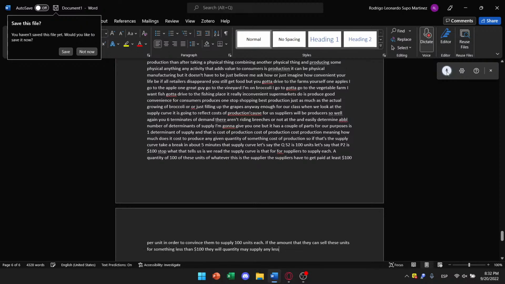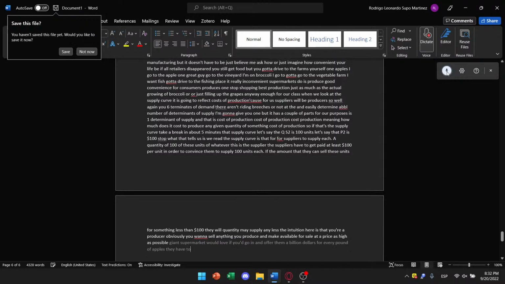The intuition here is that if you're a producer, obviously you want to sell anything you produce and make available for sale at a price as high as possible. A giant supermarket would love it if you went in and offered them $1 billion for every pound of apples they have for sale. They will not turn you down. You can pay a price that's high. You can't pay a price lower, but you can certainly pay a price that's high.